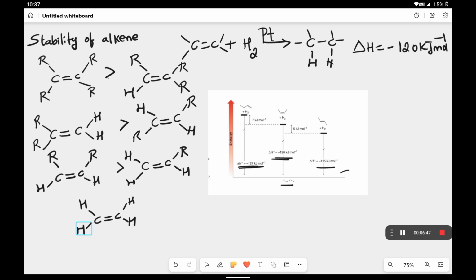Some alkenes we cannot study using the simple hydrogenation reaction. For such molecules, to understand their stability, we follow different techniques, such as heat of combustion or other methods. But for your syllabus, this is enough, isn't it?